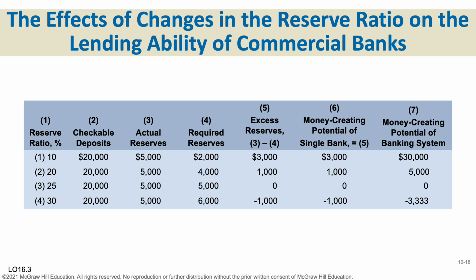So look at the effect just right there. You can calculate the other 2 rows, but just from row 1 to row 2, we doubled the required reserve ratio. But look at the effect. The effect was sixfold between the money creation potential at a 10% ratio versus the money creating potential at a 20%. So changing the required reserve ratio has 2 effects. It changes required and excess reserves, and it changes the money multiplier. It's a very powerful tool, but because it is so powerful, it's not frequently used.